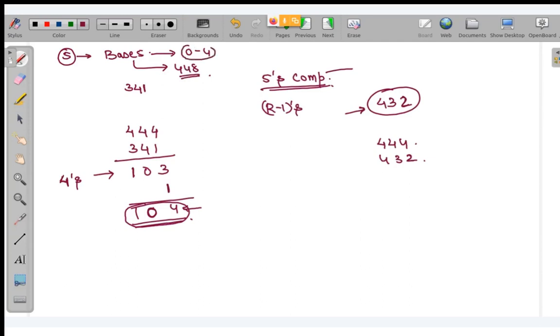Because you will have only digits from 0 to 4. You need to represent a number using 0, 1, 2, 3, 4. So how will you get 8 over here?